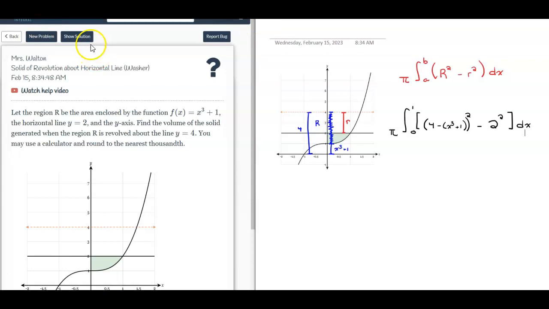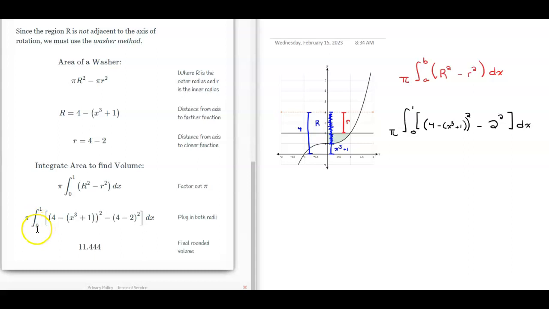All right, so let's go ahead and show the solution here. Same thing here. We have pi, integrating from 0 to 1. Our total distance was 4, but then we're subtracting away, that's squared. Oh, they actually did the 4 minus 2. Okay, I guess I was bold and I did just 2. But 2 squared there, dx, and then it is 11.444. So that is our volume when we have something that is not the x-axis.